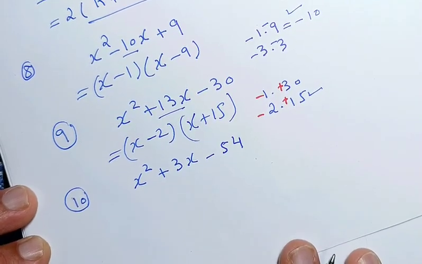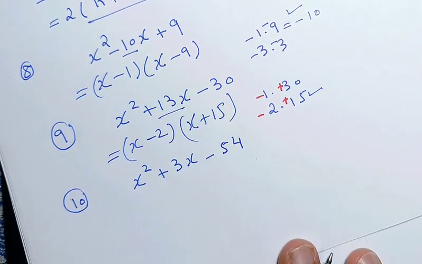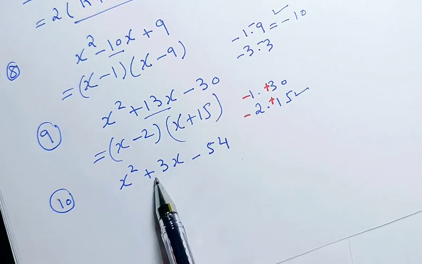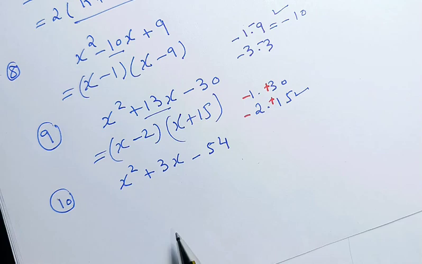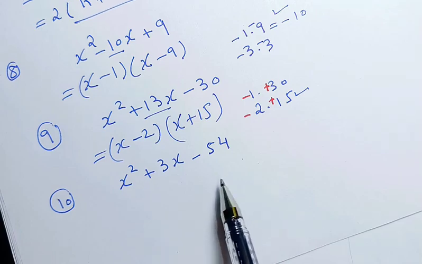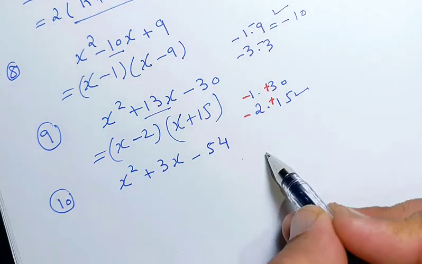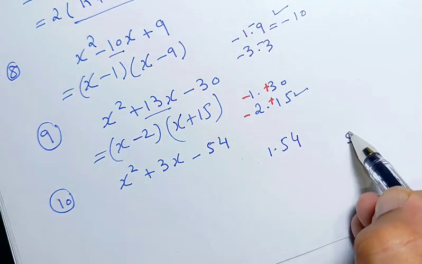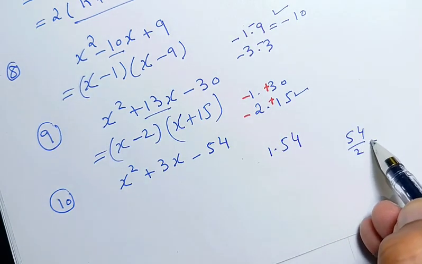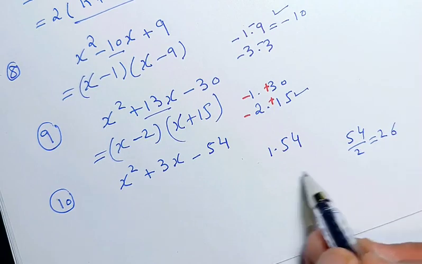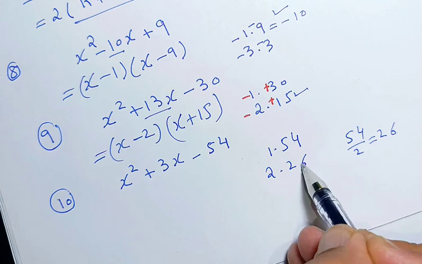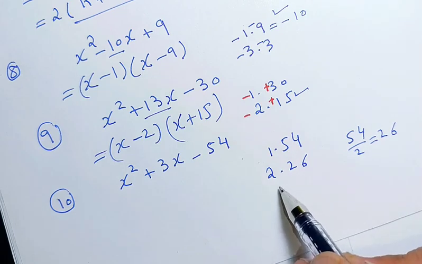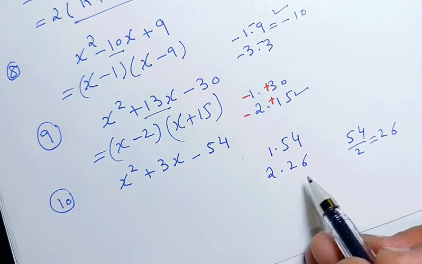So this is my final question: x squared plus 3x minus 54. The middle term is positive, so in the brackets the larger number will be positive. So we need to find the factors of 54. 1 times 54 is 54. Now 54 divided by 2, the answer is 27, so 2 times 27 is 54, and 3 we can also divide.